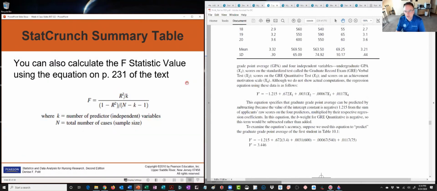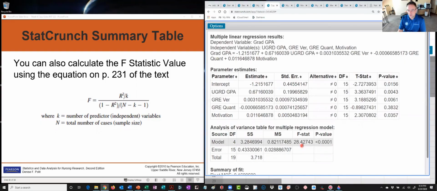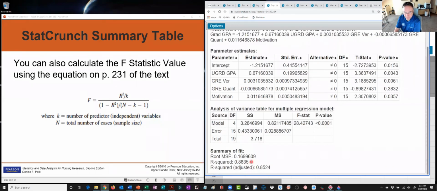And we can also check it if we calculate what the software is doing. So there's our F statistic that I calculated. We can calculate that. So this is the formula from page 231 in the text. So that F value, again, similar to our ANOVA, where we looked at the variation between the groups and within the groups to get our F value. So here the F is going to be equal to the R squared. There's our R squared down here, the 0.8835 divided by K. That's the numerator.